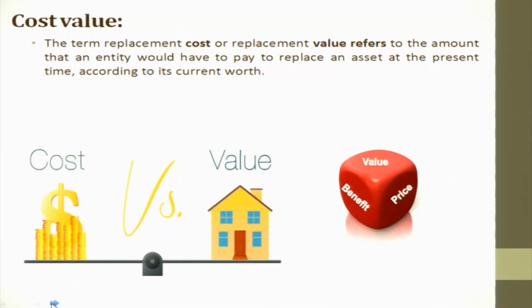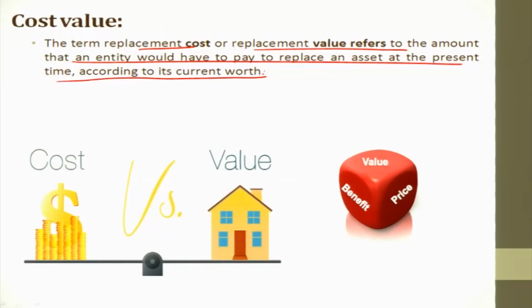Next is cost value. The term replacement cost or replacement value refers to the amount that an entity would have to pay to replace an asset at the present time according to its current worth. So simply we can say it is the amount one is willing to pay for the specific product. So value is benefit per unit price.